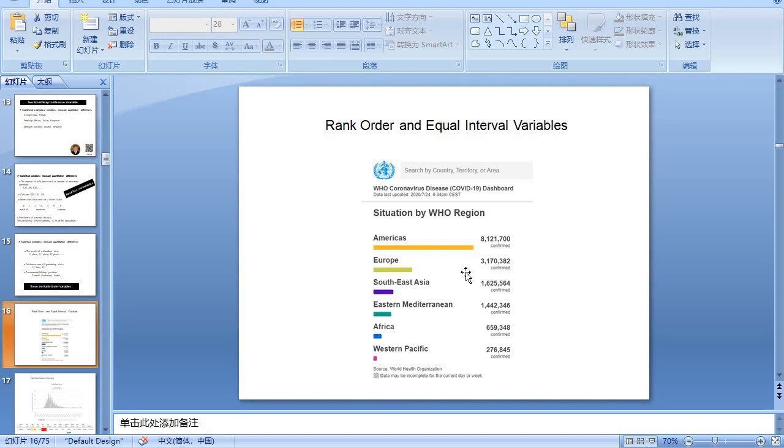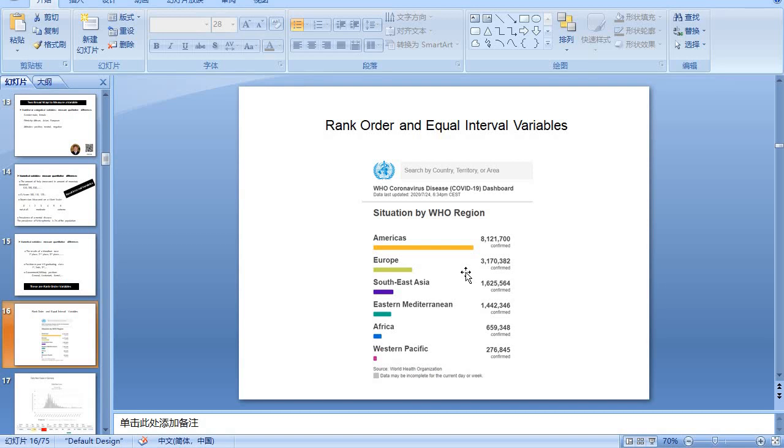This is a rank order variable. Which region has the most cases? Which region has the least number of cases? You can rank order them from top to bottom, from the largest number of cases to the least number of cases.